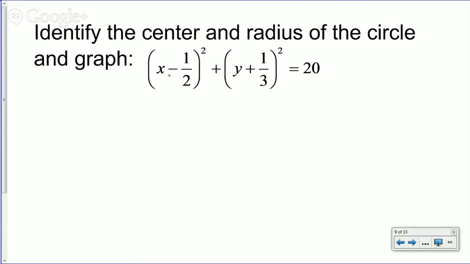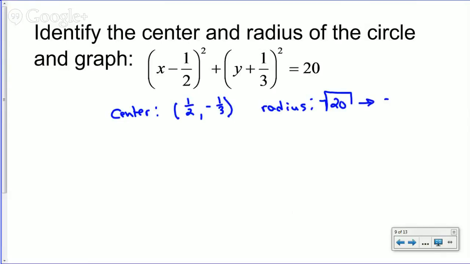Okay, identify the center and radius of the circle on the graph. So again, same concept. My center will be at 1/2, -1/3, and the radius is the square root of this, which is radical 20, which reduces to 2 radical 5.